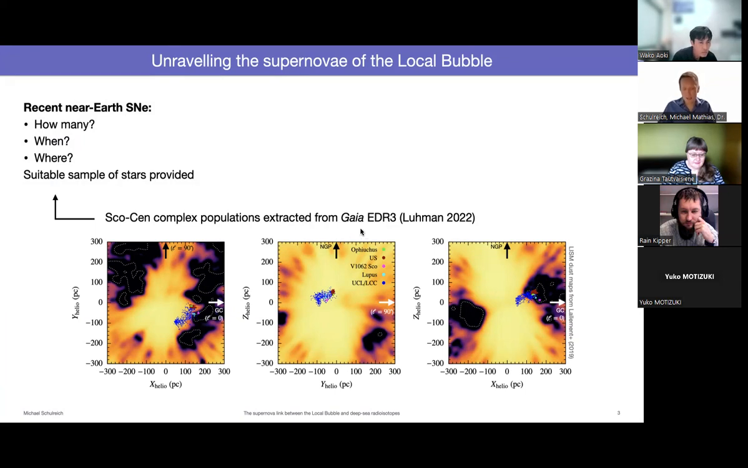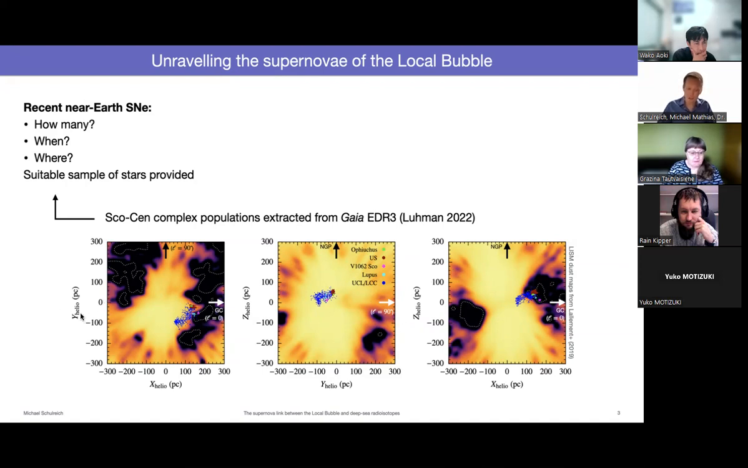And to assign the Sco-Cen stars to the individual populations of Ophiuchus, Upper Scorpius, V1062 Sco, Lupus, Upper Centaurus Lupus and Lower Centaurus Crux, Luhman looked for clustering in proper motion offsets, parallactic distance, as well as celestial coordinates, and at the stars' positions in color magnitude diagrams. And these are the members he was able to find and for which Gaia measurements for the radial velocities exist. The stars here are color-coded according to the population they belong to.